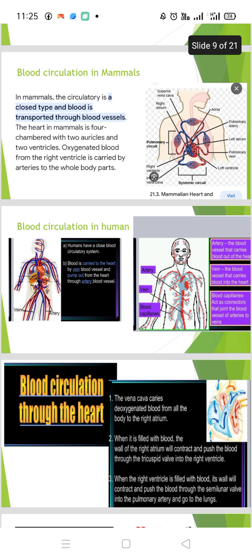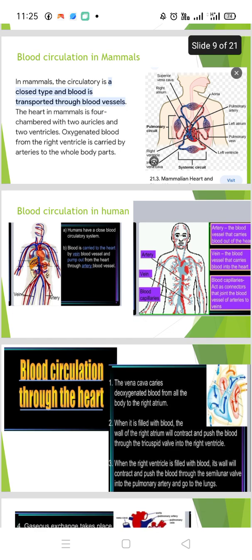Blood circulation in human. Humans have a closed blood circulatory system. Blood is carried to the heart by vein blood vessels and pumped out from the heart through artery blood vessels. This is the diagram of blood circulation in human.